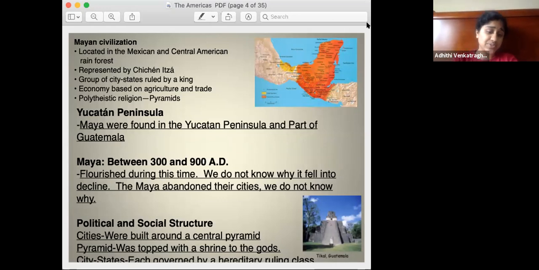There's also the political and social structure, in which cities were built around a central pyramid. The pyramid was topped with a shrine to the gods, and each city-state was governed by a hereditary ruling class.